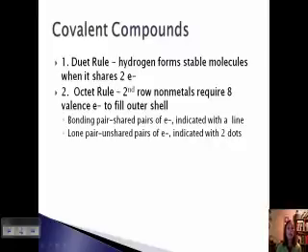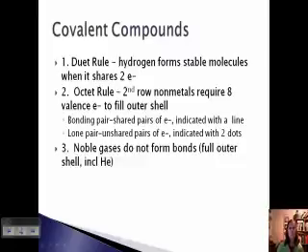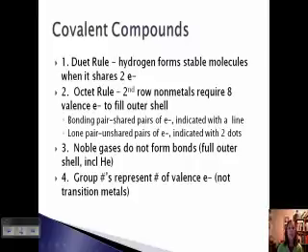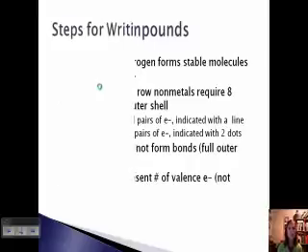We can have 2 types of electron pairs. We can have bonding pairs, which are shared between elements. We indicate those with a line. Or we can have lone pairs, which are unshared pairs of electrons, and we indicate those with 2 dots. And we will look at the difference. Something else to remember is that noble gases do not form bonds because they already have a full outer shell. And so they don't need to form bonds with anything. And like we talked about before, the group numbers represent the number of valence electrons, and we don't use this for transition metals because we're only looking at covalent compounds, which are 2 nonmetals.